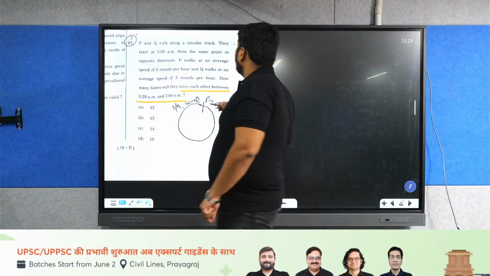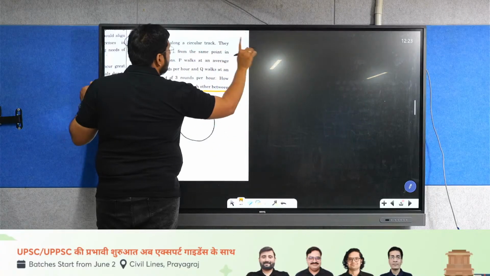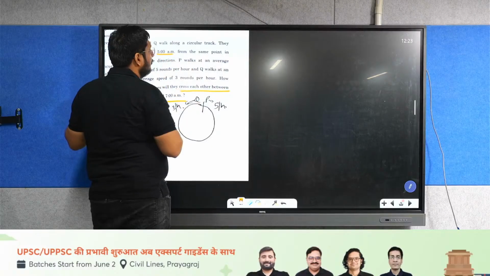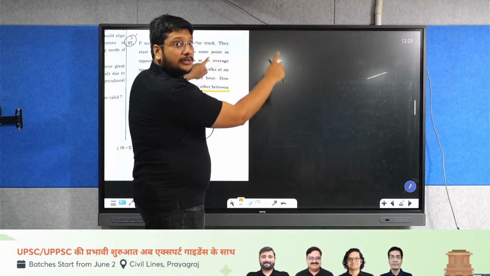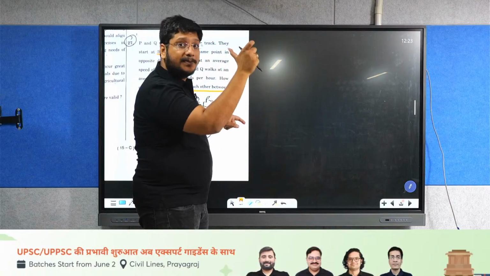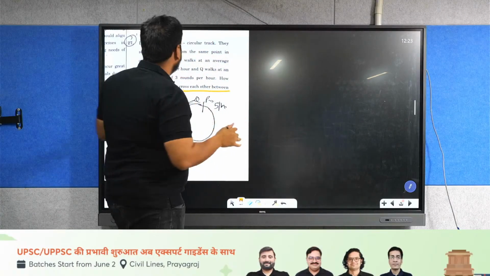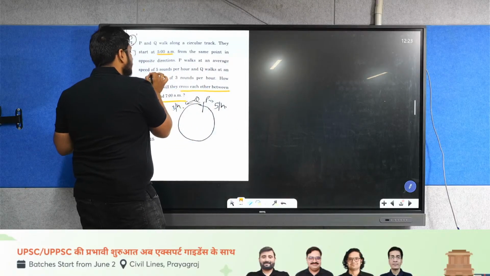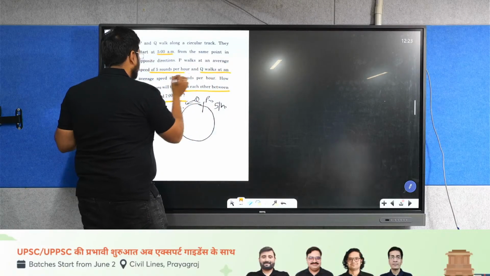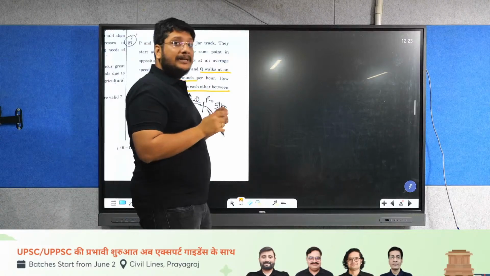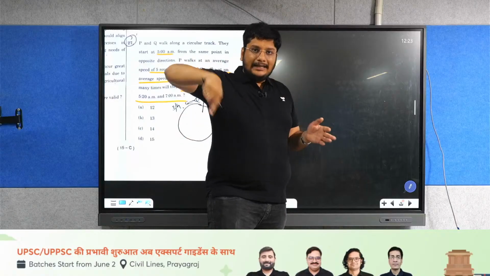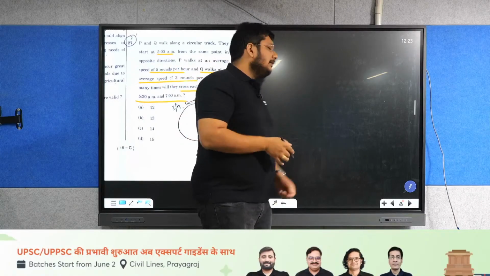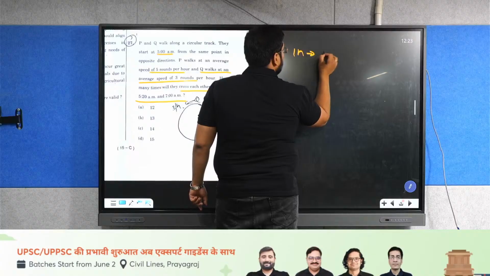So, see, P and Q walk around a circular track. They start at 5 a.m. from the same point in opposite direction. If two persons are going in opposite direction, relative speed is the sum of speeds. I have already made you do that. P walks at an average speed of 5 rounds per hour. Q walks at an average speed of 3 rounds per hour. That means cumulatively they are completing 8 rounds in an hour. So if you are completing 1 round, you are definitely going to meet. That means in 1 hour, they are meeting 8 times.